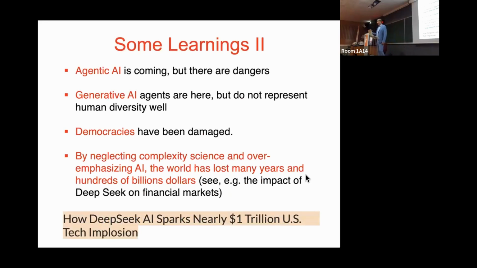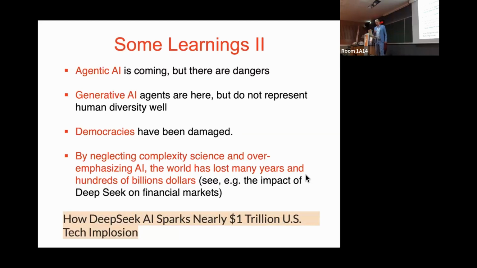Agentic AI is coming and it's going to have great applications. It can make billions, but there are also dangers. Generative AI agents are here, but do not represent human diversity well. So we should not hand them too much decision power. Democracies have already been damaged. I think we've also been overly optimistic about the brute force AI approaches, the one with a nuclear power station in the back in order to simulate human intelligence, while a human brain can do it for 40 watts, almost nothing.